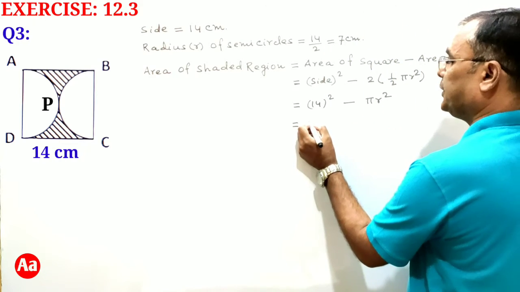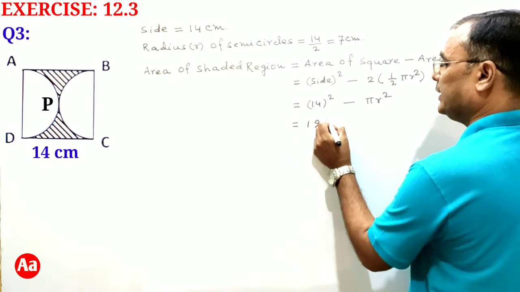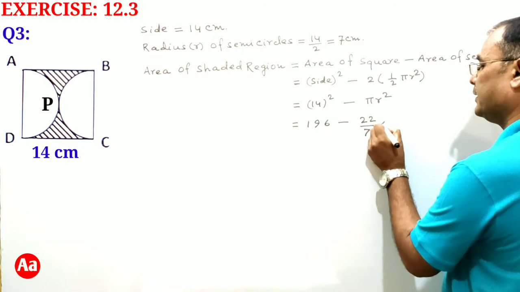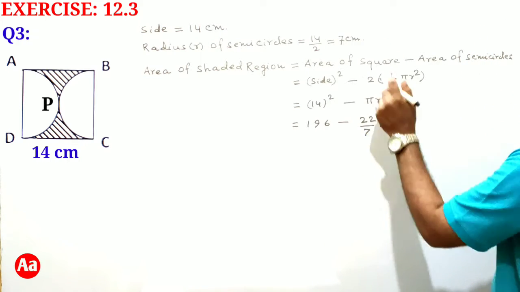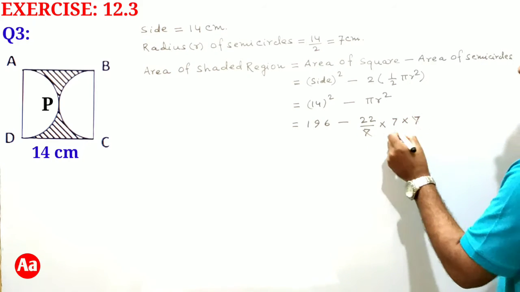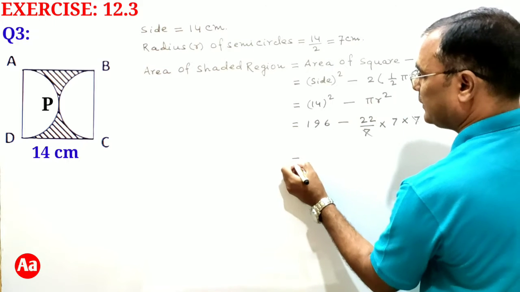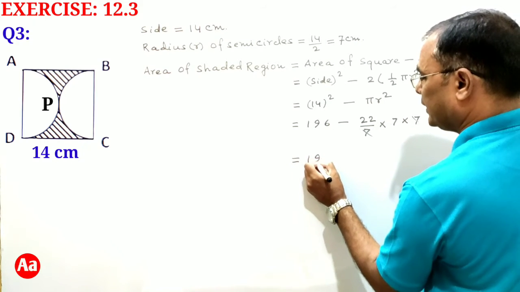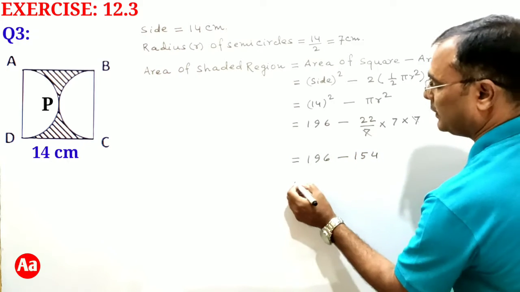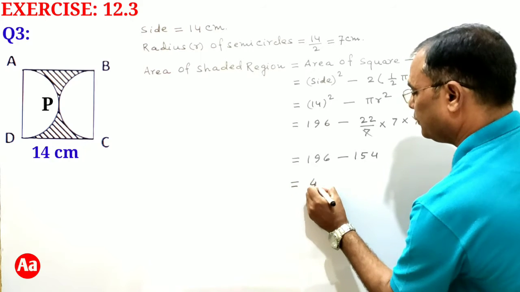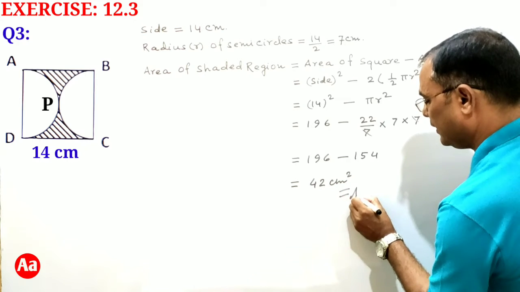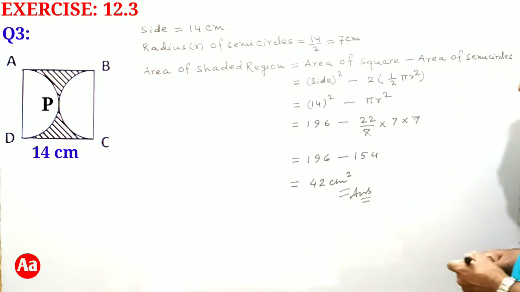So 14 centimeter, 196 minus 22 by 7 into radius of semicircle 7 centimeter. So 7 into 7, 7 cancel. 22 into 7, 154. So 196 minus 154 equal to 42 centimeter square, and this is the answer.